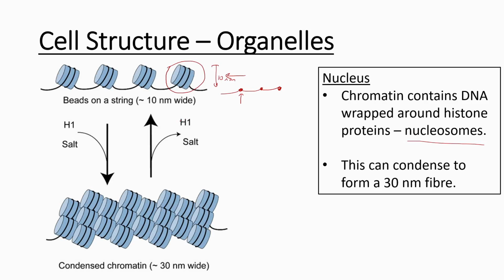Now, nucleosomes or histones are the major protein associated with DNA, but there are also other proteins. Now, this nucleosome can condense, it can wrap around itself to form a more compact structure, which is around 30 nanometers wide. This is condensed chromatin. After this condensed chromatin condenses further, becomes more compact, it can eventually form a chromosome.